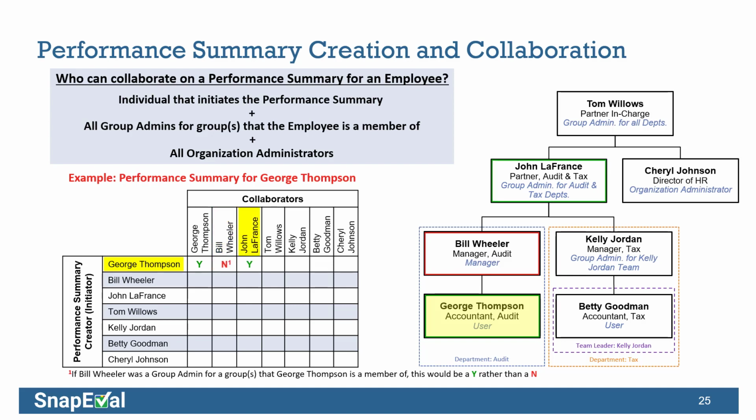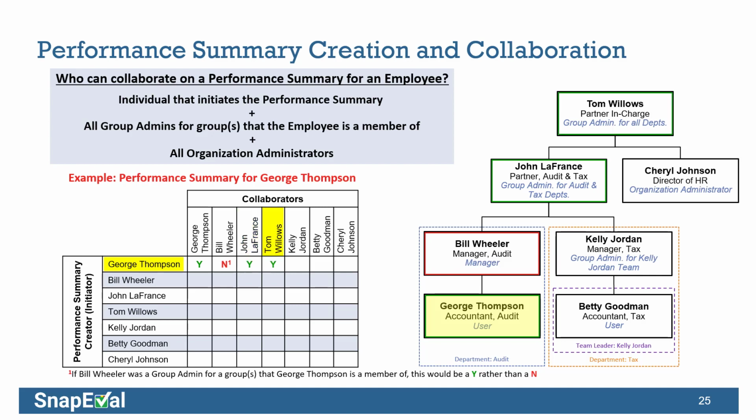John LaFrance can participate because he's a group administrator for a group that George Thompson is a member of. You can see George is a member of the audit department. John LaFrance is a group administrator for the audit department. So therefore, John can participate in collaborating with George Thompson on the performance appraisal that George Thompson initiated.